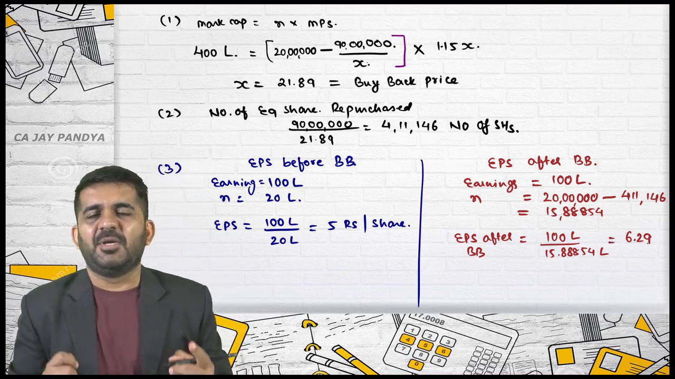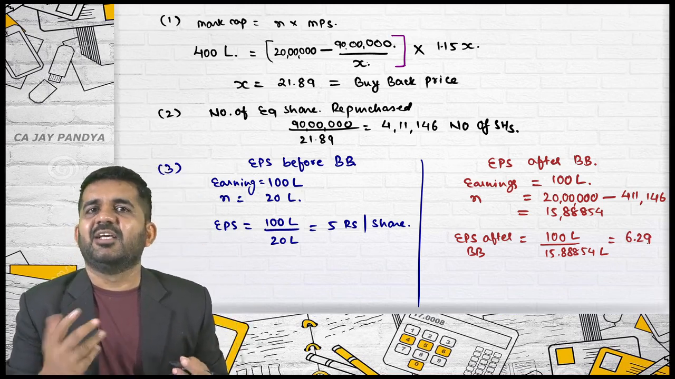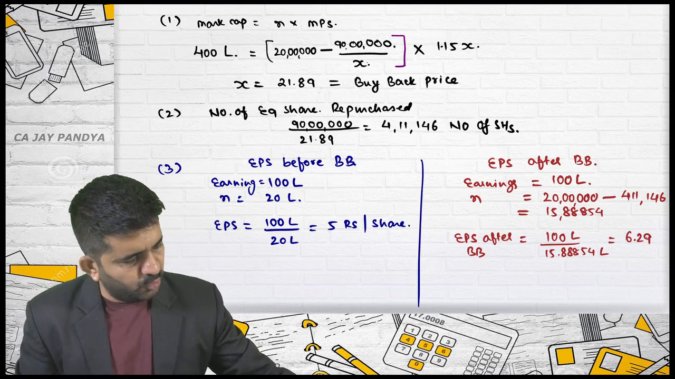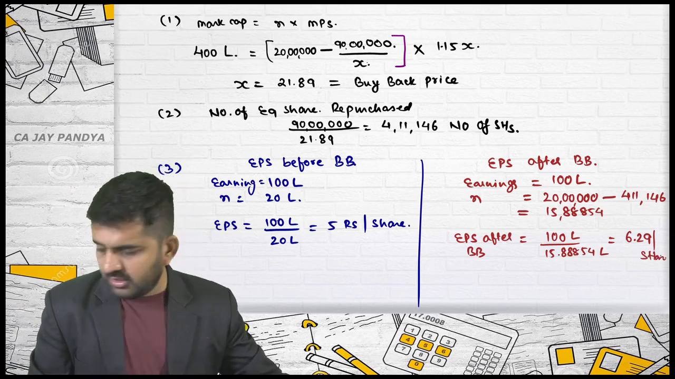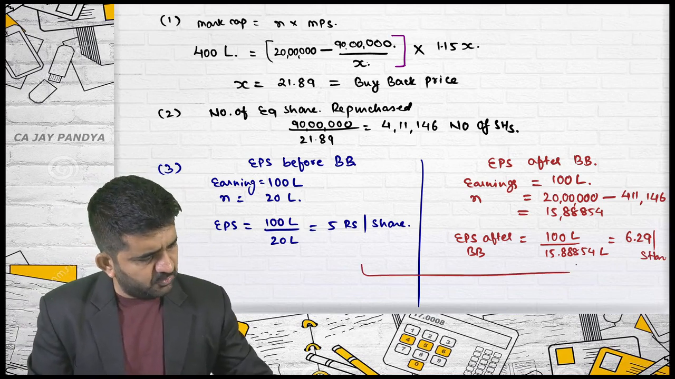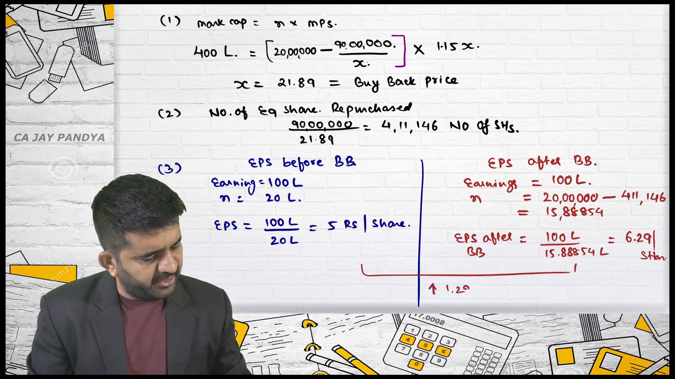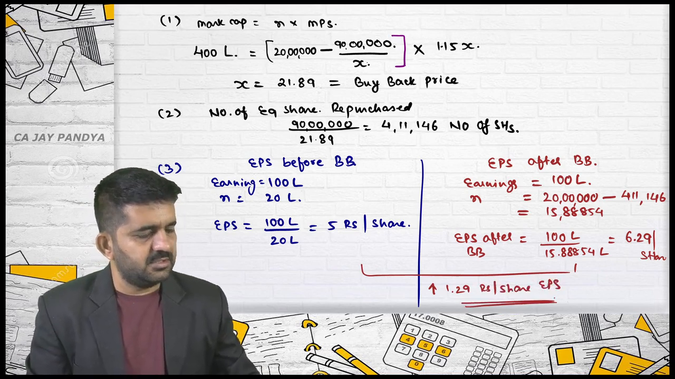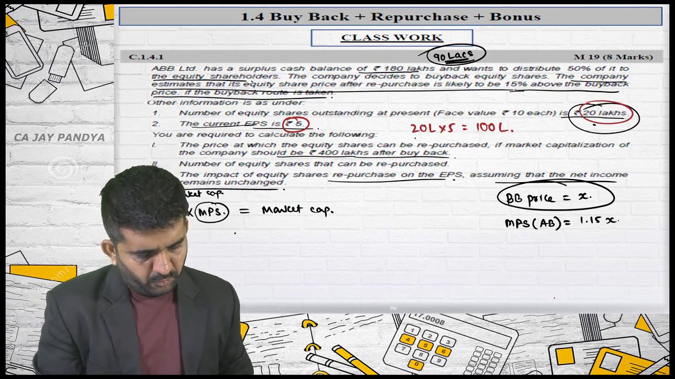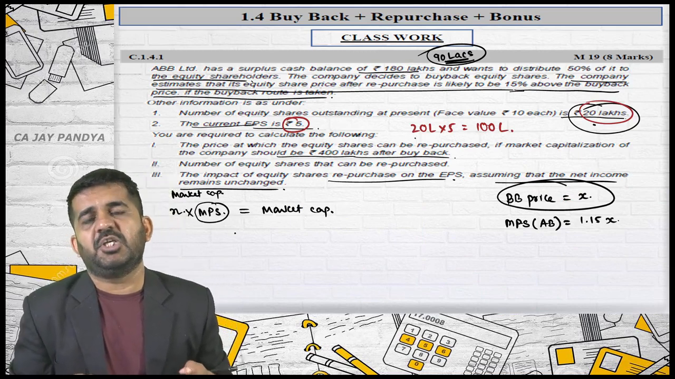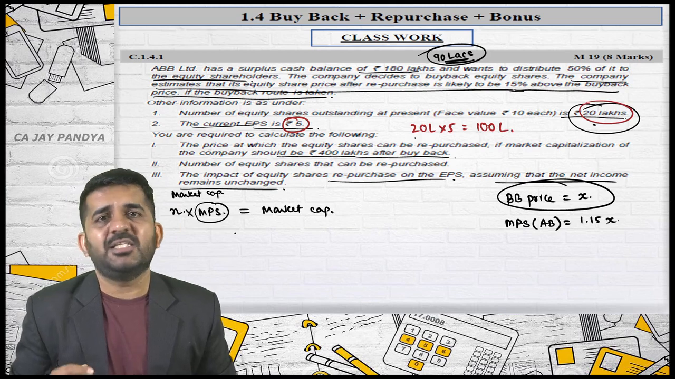EPS will of course increase because the number of shares is decreasing and earnings is remaining the same. So it is obvious that if the denominator is decreasing, the number will increase. So this will be the EPS per share after buyback. Even if it is not asked, we can find there will be an increase of 1.29 rupees per share in EPS. I don't know whether it is asked or not. The impact of equity share repurchase on EPS, you need to find out the difference even. So both answers should be written.